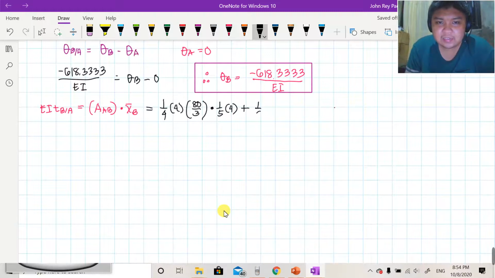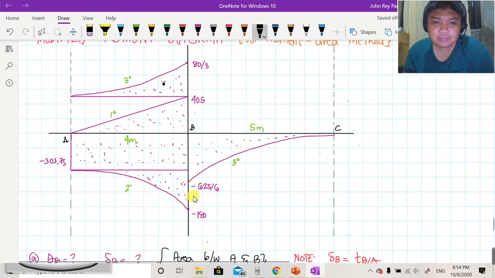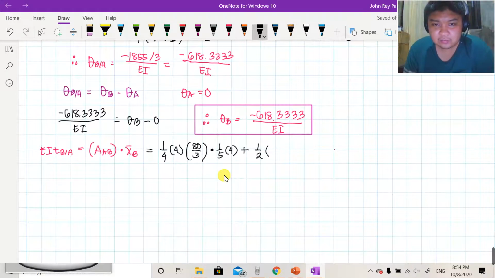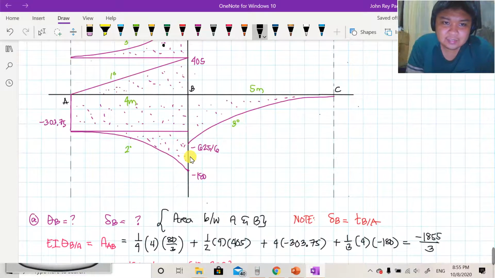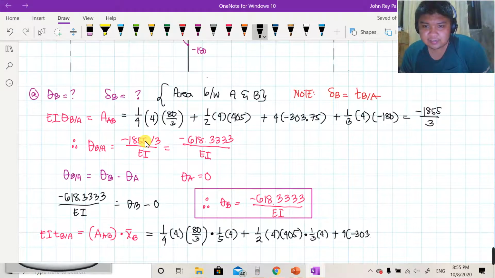Next tayo, for the triangle, 1/2 of yung kanyang base ay 4 meter and 405. Okay, so 4 tapos 405. Ang kanyang moment arm ay 1/3 ng 4. 'Di ba? Kasi yun yung center of gravity niya, nandito siya. This is 1/3 of 4 meter. Itong rectangle, walang problema dahil kalahati lang siya ng 4 meter. So that will be equal to 4, negative 303.75 multiplied natin ng 1/2 ng 4.